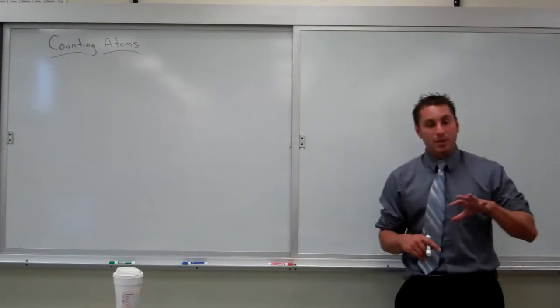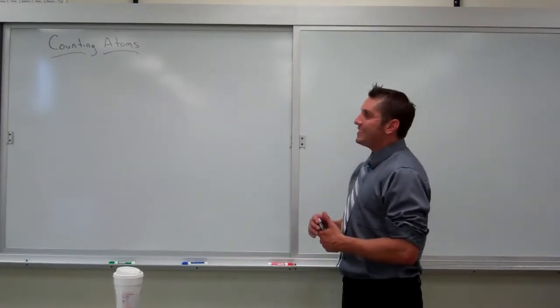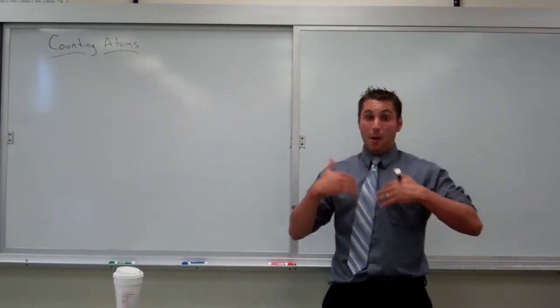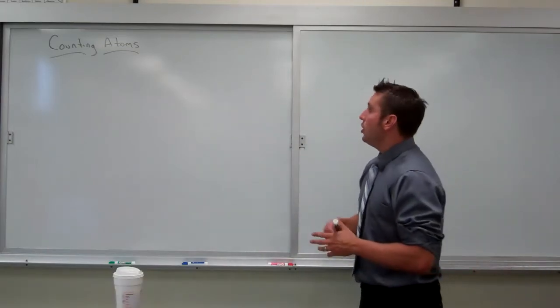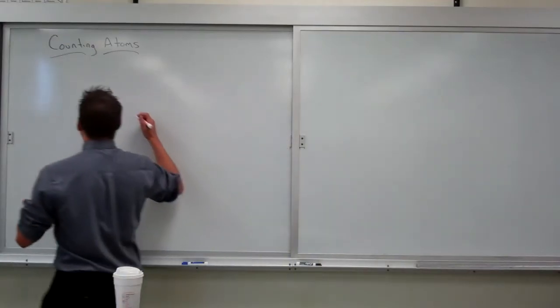It says matter cannot be created or destroyed in a chemical reaction, which means that things can rearrange, but they can't go away or appear out of nowhere. So if we're going to learn how to count atoms or refresh ourselves, let's take a look at some examples.